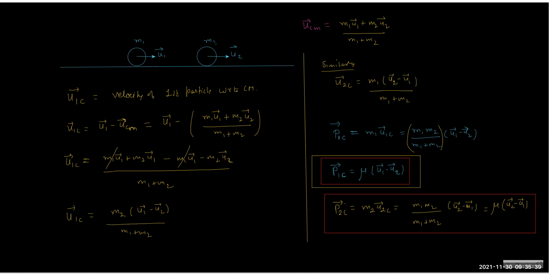So before collision, they approach towards center of mass, and after collision, they recede away from center of mass. So in the CM frame, it looks like they're coming closer, and then they hit, and they go away. So the difference between P1C and P2C is only direction, not the magnitude. So we can say that if you add P1C with P2C, it turns out to be 0.